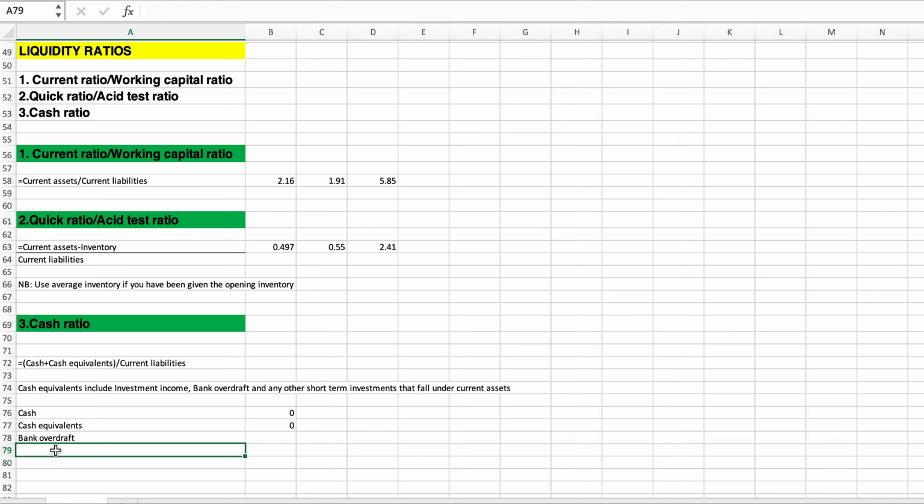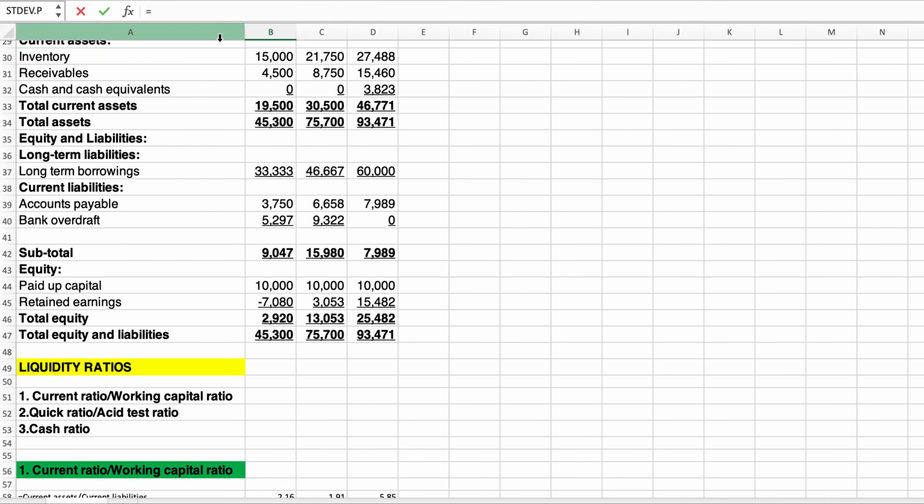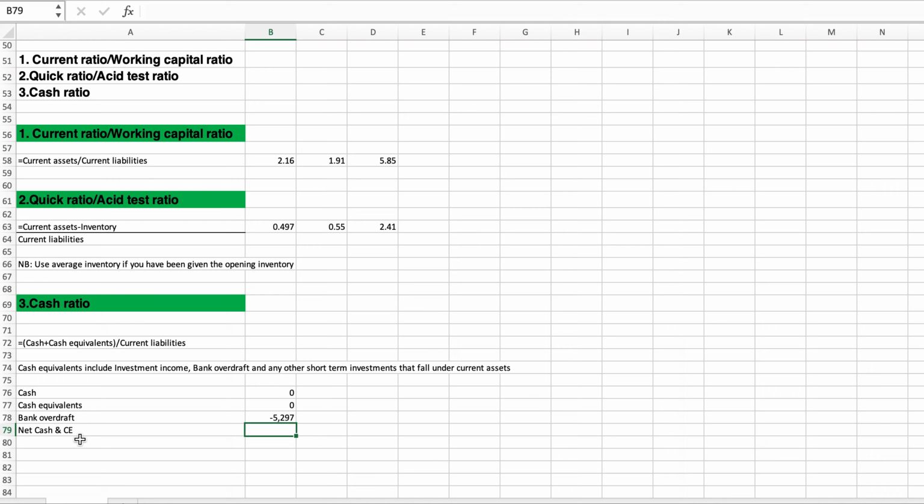And here we'll just say we will get the net cash and cash equivalent. We'll be able to get it here. So the bank overdraft for this year is what? Remember, bank overdraft is a liability. So when we want to get the net cash and cash equivalent, then we need to subtract. So that is for the year 2020.